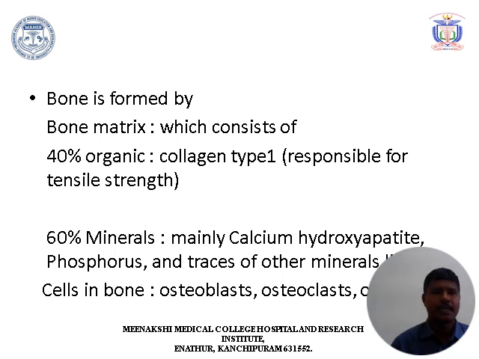Bone is basically made up of two things: one is the bone matrix and the other is the cells of the bone. In the bone matrix, 40% is made up of organic material and 60% contains the mineral material. The 40% organic is made up of collagen type 1, whereas the 60% minerals are made up of calcium hydroxyapatite, phosphorus and other trace elements. The cells in the bone include osteoblast.